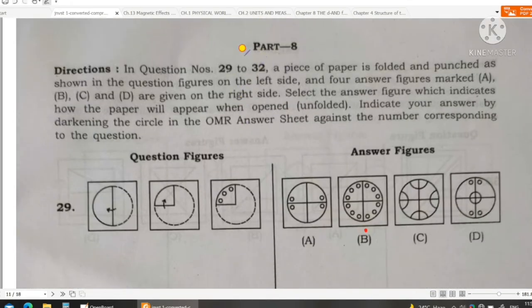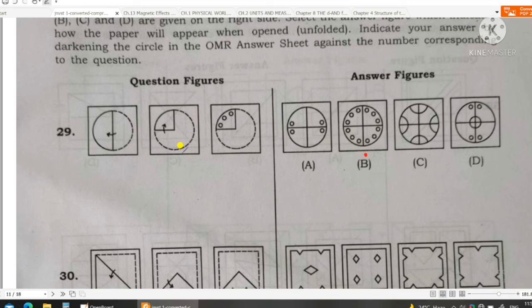Now come to the question number 29 to 32, and that is from part 8. Okay, here very interesting paper folding activities are given. So that folding a circle or a paper in circle shape is first folded in the diameter, then it is folded to 1/4, and then three dots or three punched marks are given there. Now if you unfold this, then he is asking that what will be the answer figure.